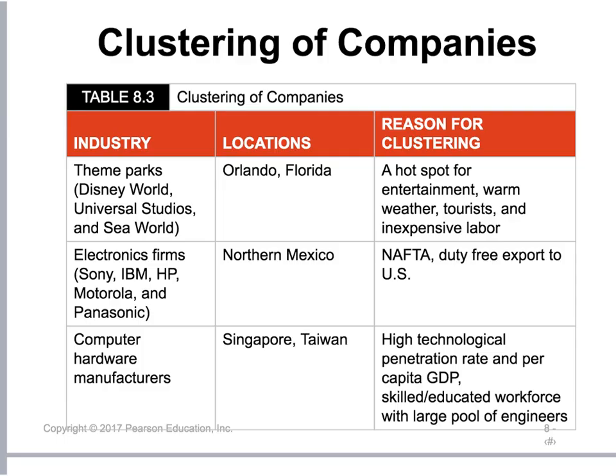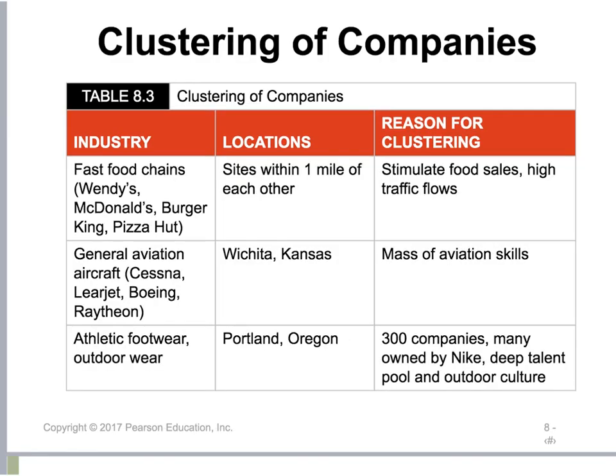Electronics firms tend to cluster in North Mexico. Computer and hardware manufacturers cluster in Taiwan. If you think about fast food chains such as Wendy's, McDonald's, Burger King, they're all usually within a mile of each other. In New York, they're within a block of each other, sometimes on the same block. And what it does is it stimulates food sales, and you have high traffic flows.